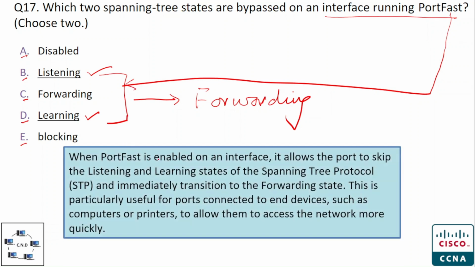So when portfast is enabled on an interface, it allows the port to skip the listening and learning states of the spanning tree protocol and immediately transition to the forwarding state. This is particularly useful for ports connected to end devices such as computers or printers, to allow them to access the network more quickly.